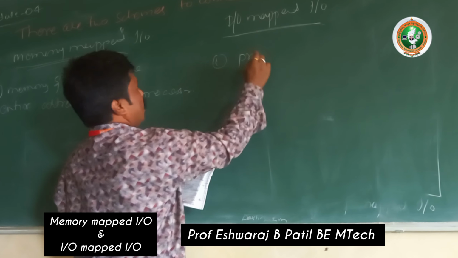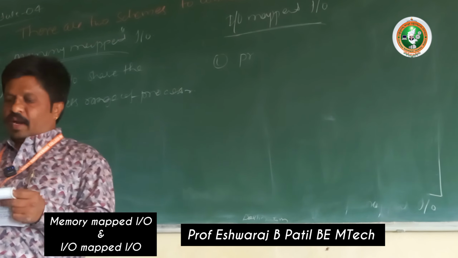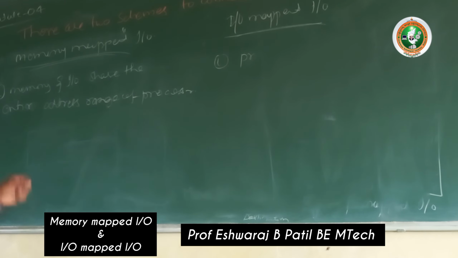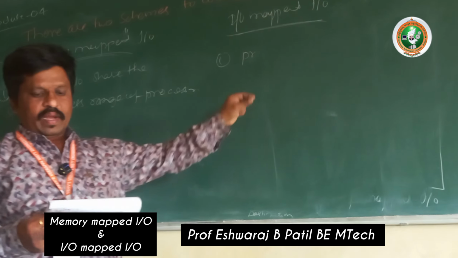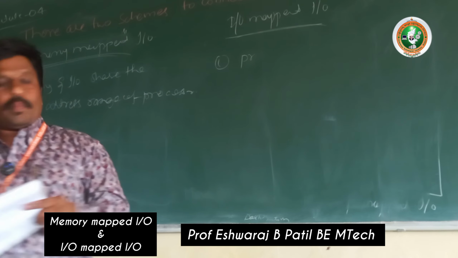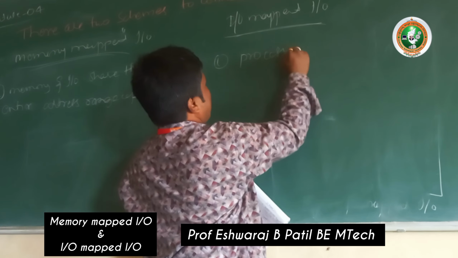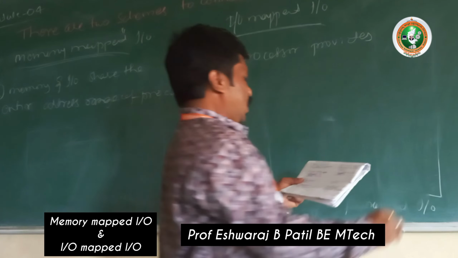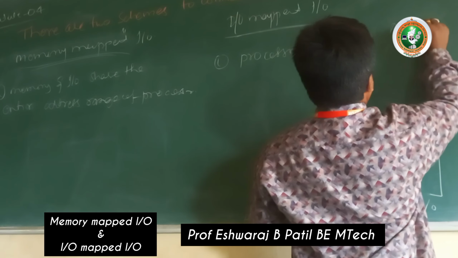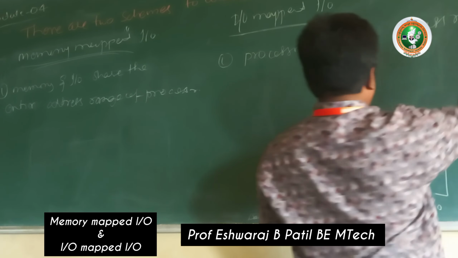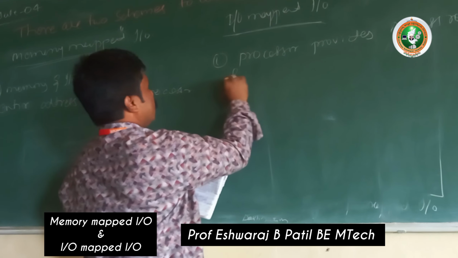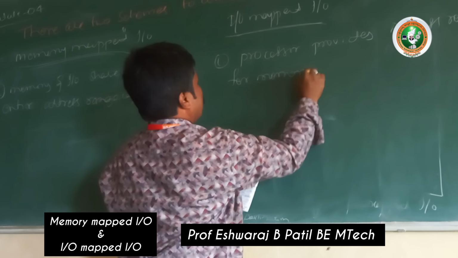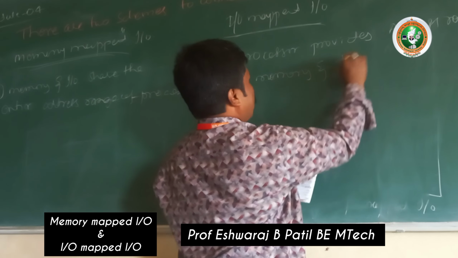Second one is this. On the right side, take it: the processor provides separate address ranges for the memory and the IO. Here only one type of address will be used because of the single bus, but here the processor will use separate address ranges for memory and IO.